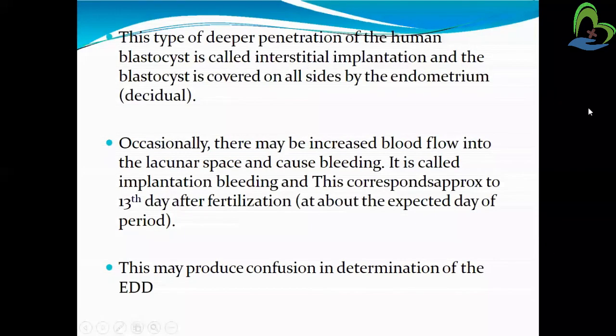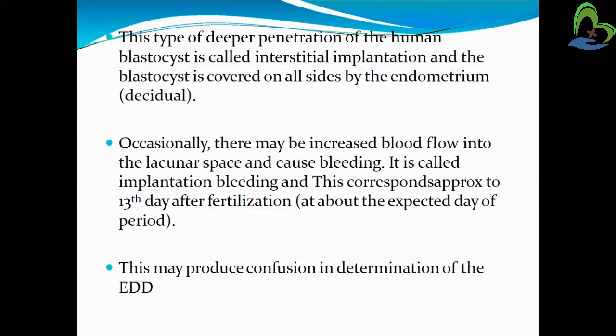This type of deeper penetration of the human blastocyst is called interstitial implantation. The deeper penetration of the human blastocyst cell is known as interstitial implantation, and the blastocyst is covered on all sides by the endometrium layer, meaning the decidual covering. So the blastocyst cells are covered by the decidua, the endometrium layer.